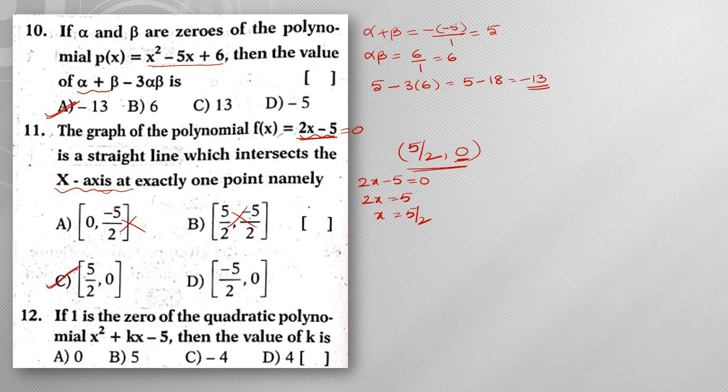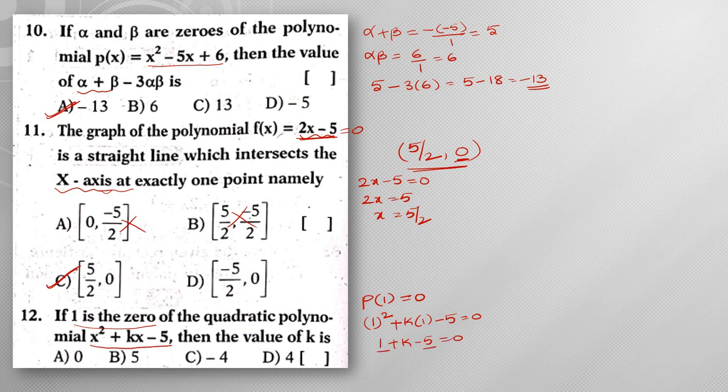Next, if 1 is a zero of the quadratic polynomial, and we consider this polynomial as p of x, then we can simply say that p of 1 is equal to 0. So when p of 1 is equal to 0, what can I write? 1 square plus k times 1 minus 5 is equal to 0. When you simplify, 1 plus k minus 5 is equal to 0.